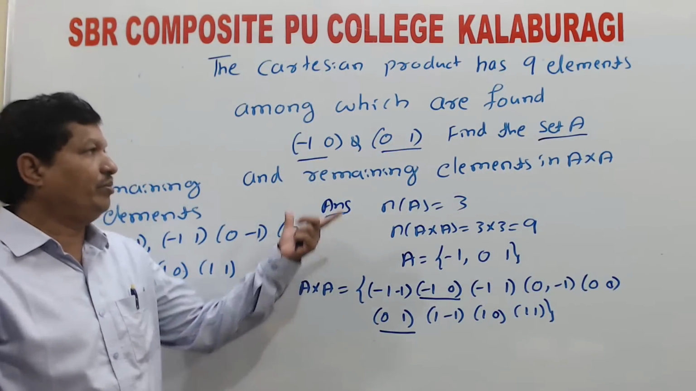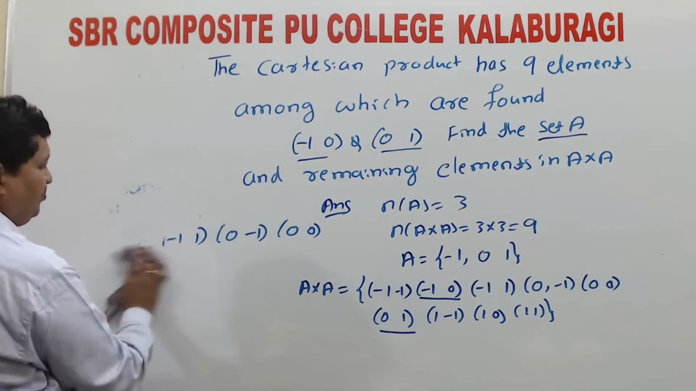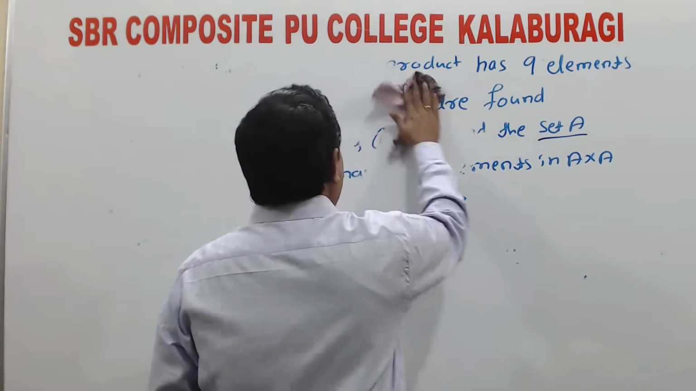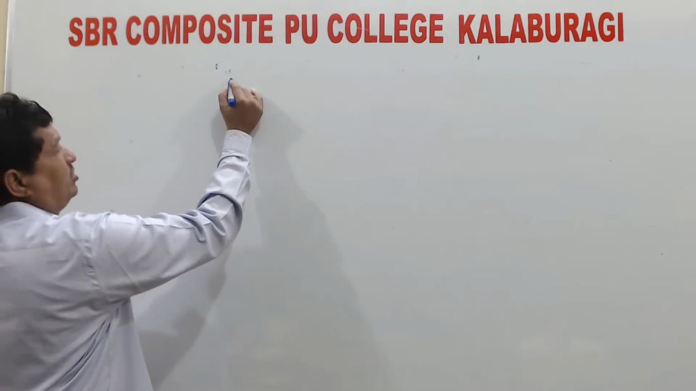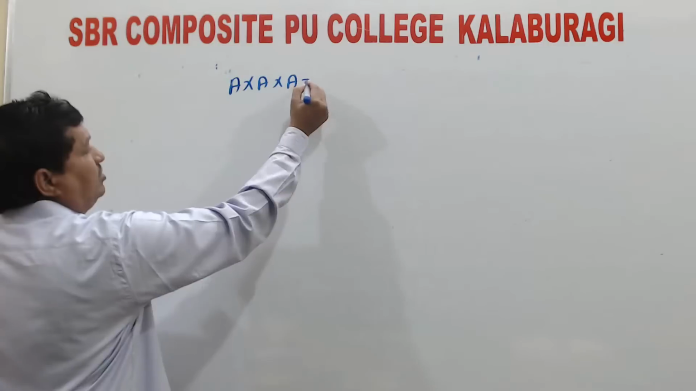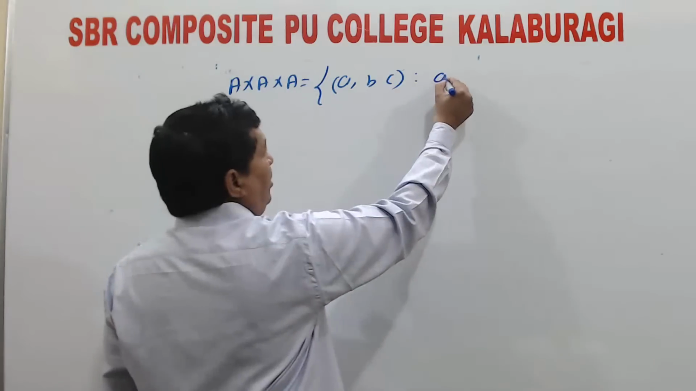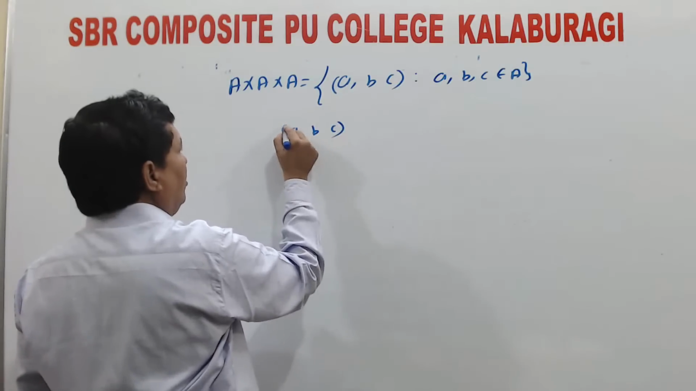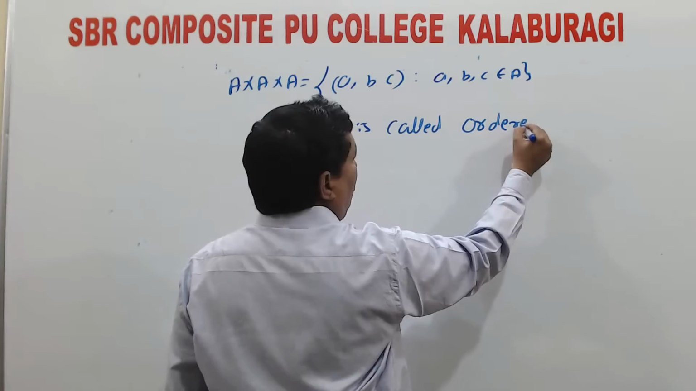Okay, this is again one question based on the Cartesian product. Okay, next is ordered triplets. Till now you only got A cross B. Okay, what is A cross A cross A? Suppose, what is the meaning of A cross B cross C? This is equal to {(a, b, c) such that a, b, c belong to A, B, C}. (a, b, c) is called an ordered triplet.